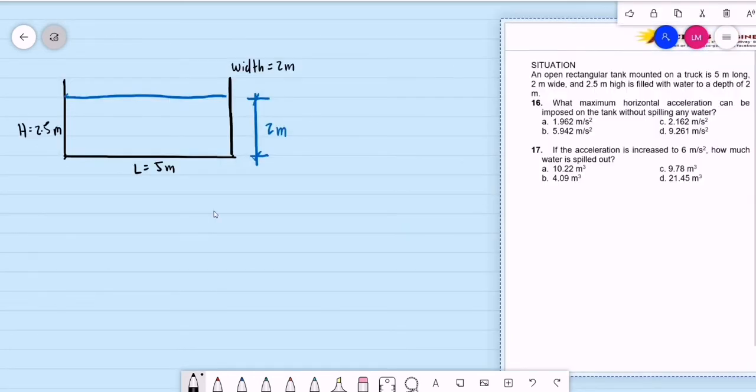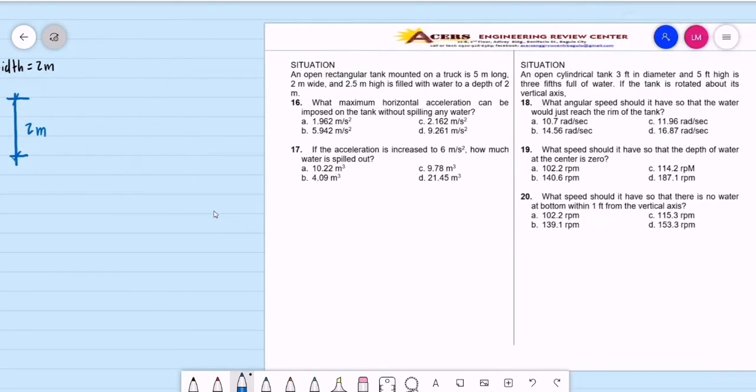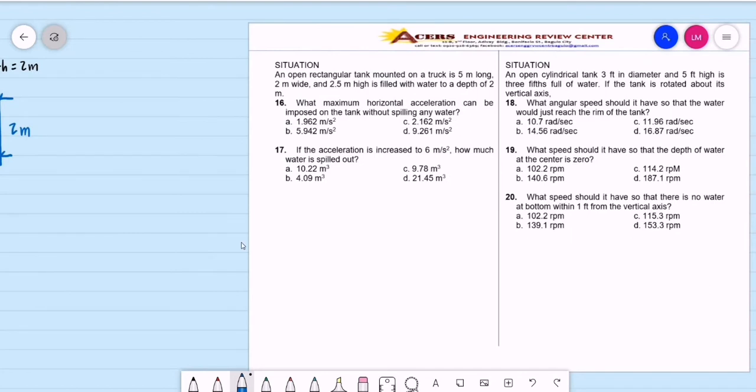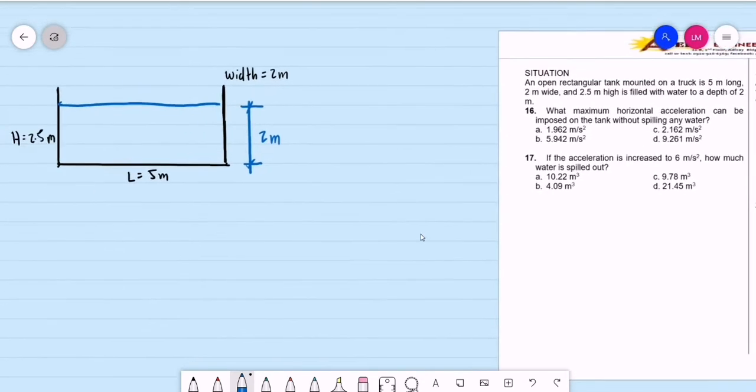Okay, so let's have this example. An open rectangular tank mounted on a truck is 5 meters long, 2 meters wide. So kindly imagine we have a tank that is 2 meters wide perpendicular to the paper and 2.5 meters high, is filled with water to a depth of 2 meters. So the height of water is 2 meters. So number 16, what maximum horizontal acceleration can be imposed on the tank without spilling any water?